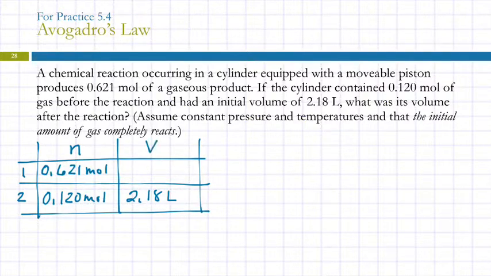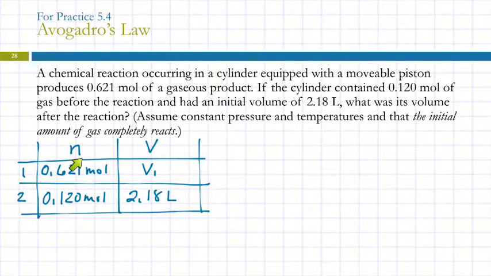And that's a volume, so I'll call that column V. What we're looking for is the volume after the reaction. This is the amount of gas that was produced, and we're looking for this volume. So it doesn't matter what you label them as long as you get them paired up correctly. So this is V1.